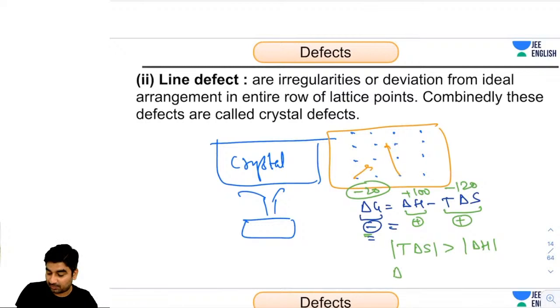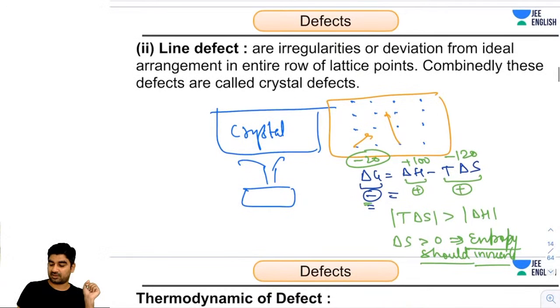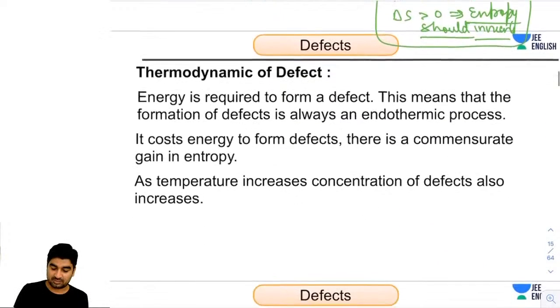So delta S should be positive. It means entropy should increase. So guys, now you know, if entropy is increasing, now you can say the thermodynamics of this defect.